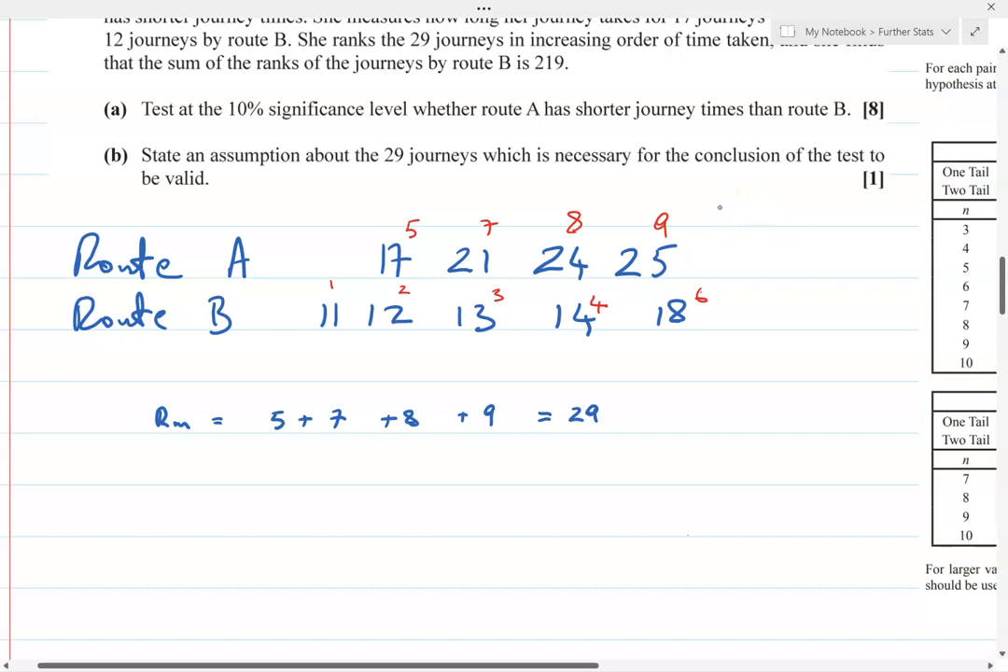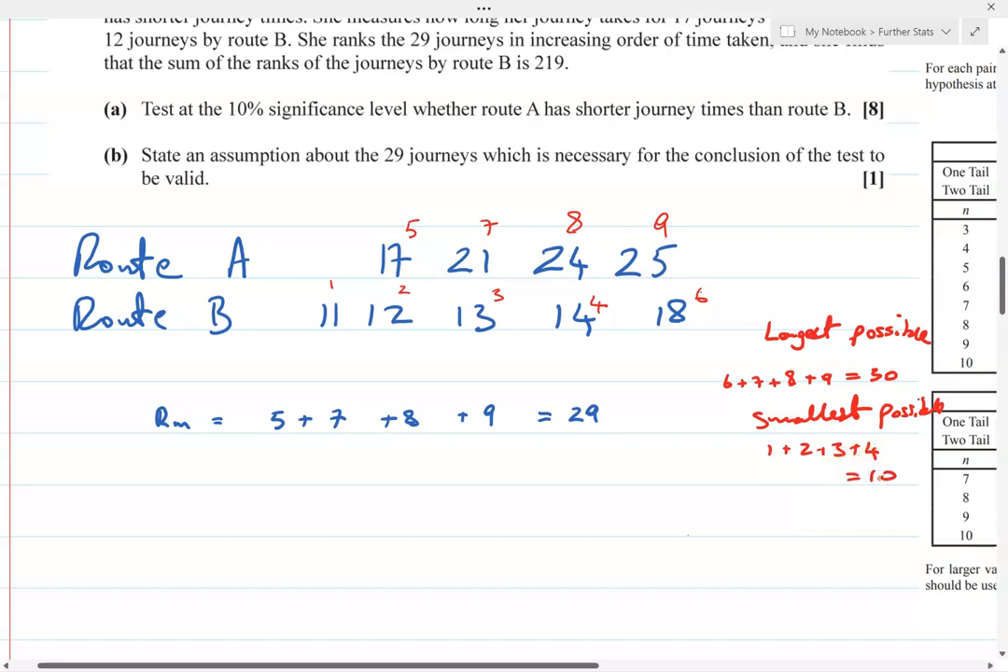Now these are actually almost as big as they can be. If you think about it, the largest possible score here for 4 of them would be 6 plus 7 plus 8 plus 9, so the largest possible is equal to 30, and the smallest possible is equal to 1 plus 2 plus 3 plus 4, which is actually equal to 10.